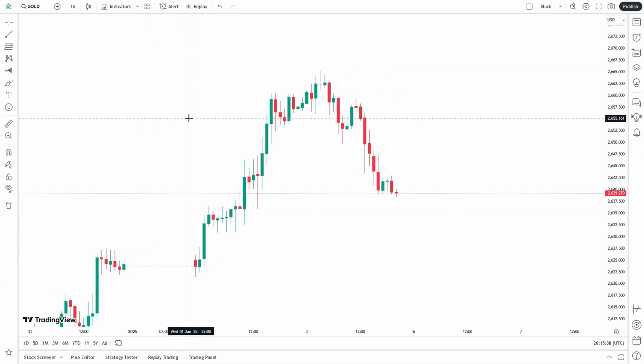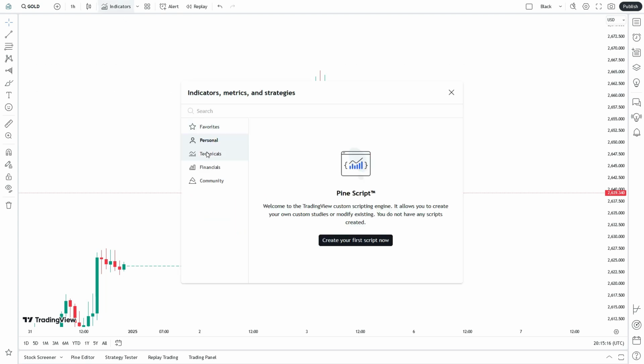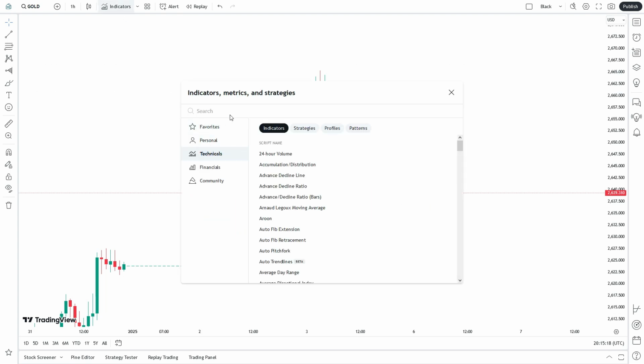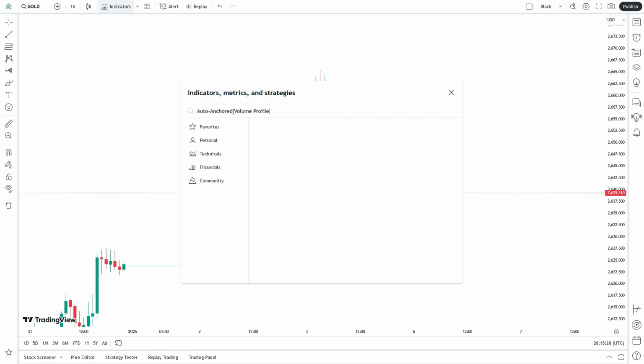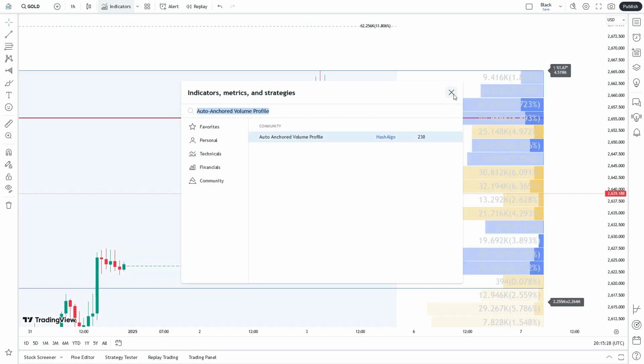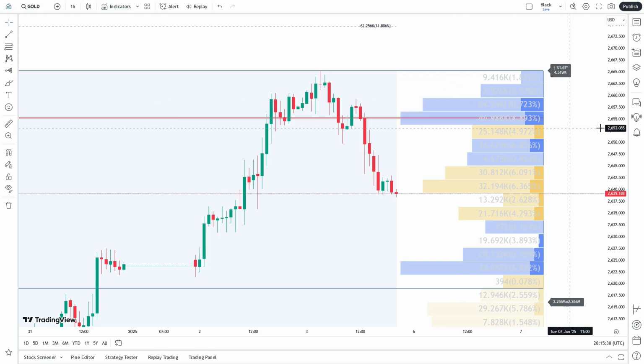Before we continue, let me show you how to add the volume profile on your charts on the most popular trading platform, TradingView. First, open the Indicators menu, then click on Technicals. In the search bar, type auto-anchored volume profile, then click on the indicator. After this, the indicator is applied on your charts.